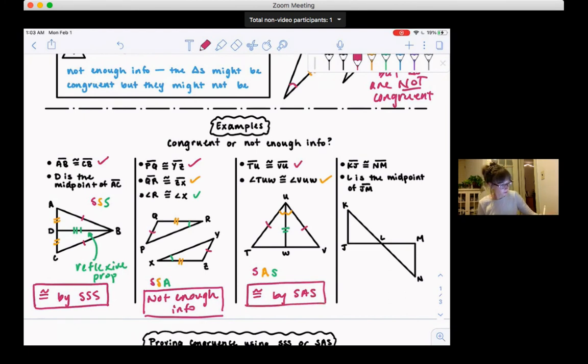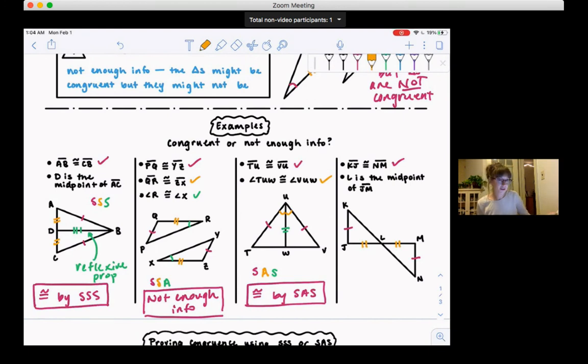All right, one more. So again, we're going to look at our givens, mark what we can on the figure, and then see what we end up with. So KJ congruent to NM. KJ is here, NM is there. I'm going to put the same number of ticks on them. L is the midpoint of JM. So that means L is splitting JM into two equal parts. So here's JM. It's split into two equal parts. So JL is congruent to ML.